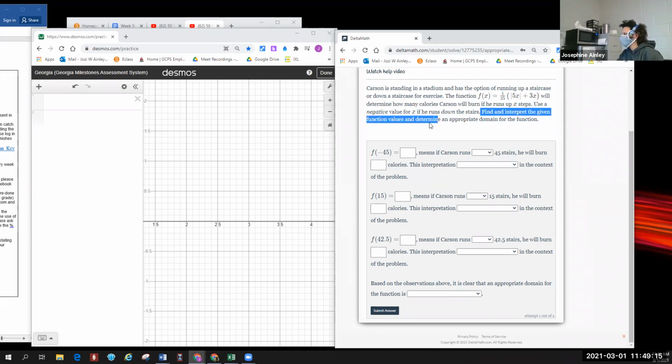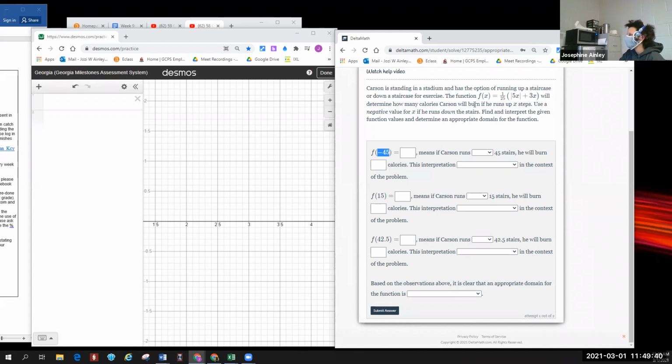Find and interpret the given function values and determine an appropriate domain for the function. All right, so f of negative 45. So negative 45 is your X value. In my problem, what does the X value represent? Carson will burn calories running up X steps. So X steps would be my negative 45. So what does that mean? That means I'm going down 45 steps.